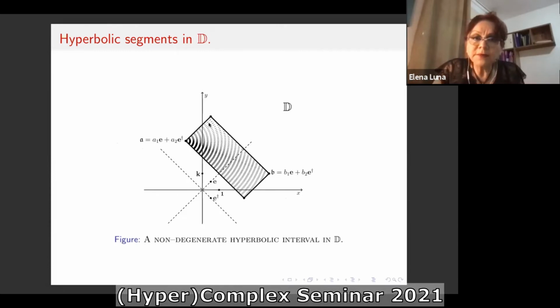This is an interval, and you see, I wrote here a non-degenerate hyperbolic interval. Why non-degenerate? Because in the case that the difference B minus A is a zero divisor, we will obtain only a line, a usual line. In this case, we do not consider this as an interval. We will work only with non-degenerate intervals. This means that a hyperbolic interval has to be something real two-dimensional.